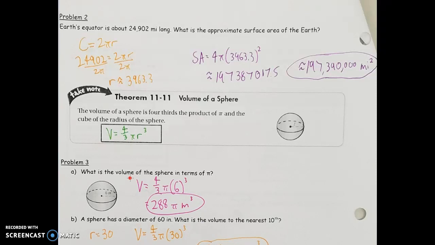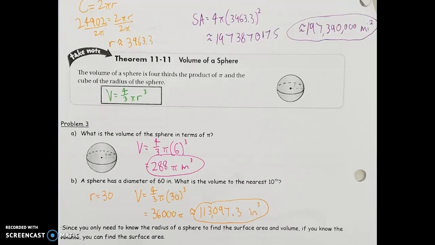So first question, if we're finding the volume of the sphere in terms of pi, as long as I know that the radius is just 6, that's the only thing I'm substituting, again, because volume is just 4/3 pi r cubed. If I plug that all in, I should end up with 288 pi, and that would be, again, cubic units, so cubic meters.